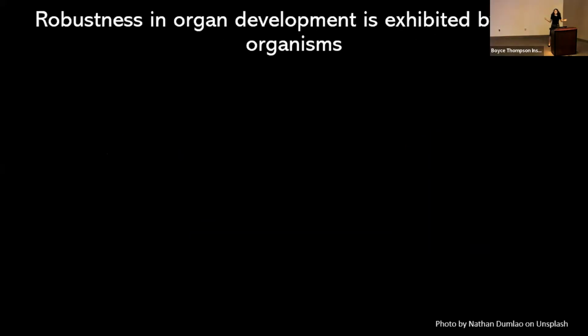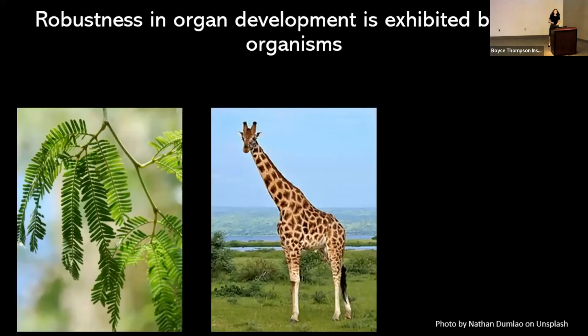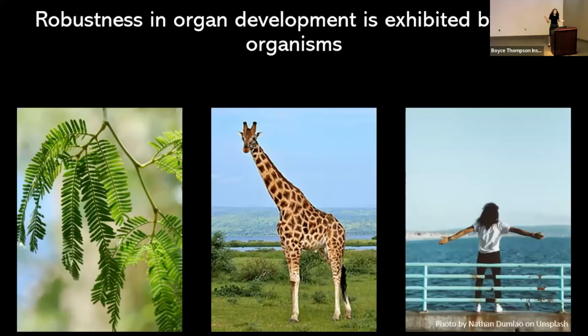So robustness in biology is defined as the ability of an organism to grow organs that are of the same shape and size, even despite environmental variation. If you think about it, we see robustness all around us. Trees, like this mesquite tree here, grow thousands of leaves throughout their lifetime, all of which have roughly the same size and shape. Animals, like this giraffe here, are able to grow limbs that are consistently of the same length. Robustness is even something that we see in humans. Human arm lengths tend to match very closely.